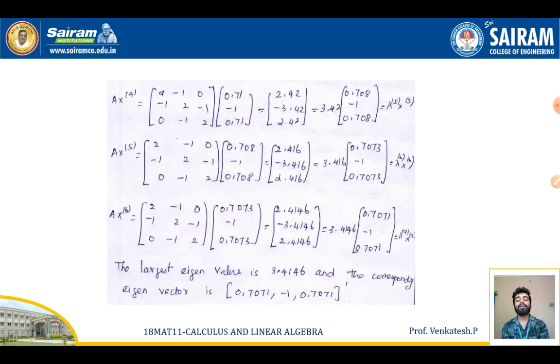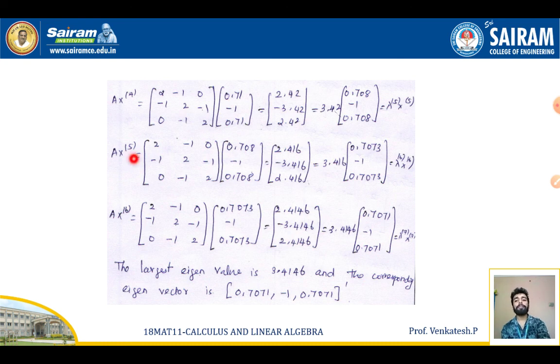Iteration number 5, finding Ax4. Multiplying the A matrix with the column matrix x4, that is 0.71 -1 0.71. By multiplying rows with columns, I'll be getting 2.42 -3.42 2.42. So 3.42 is the numerically largest value here. Taking the common factor, I'll be getting 3.42 into 0.708 -1 0.708. I'll be calling this one lambda 5 x5.